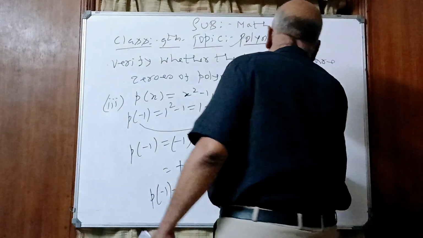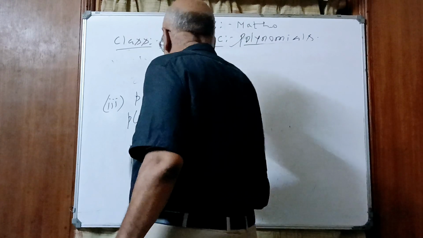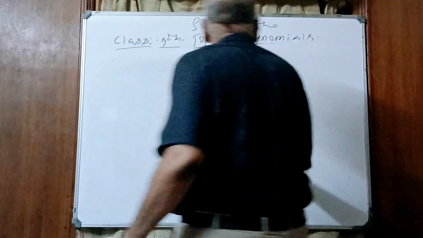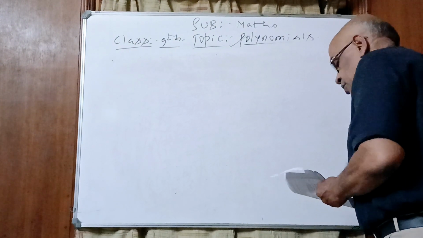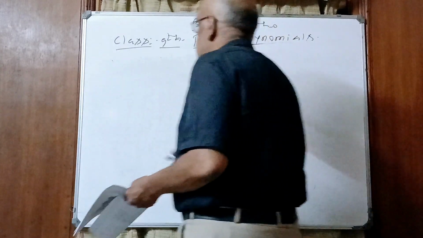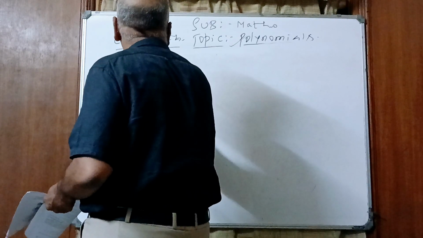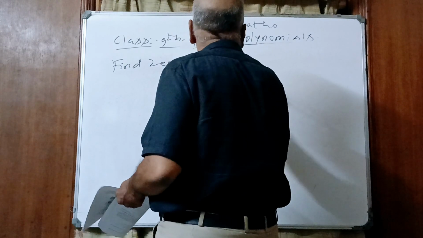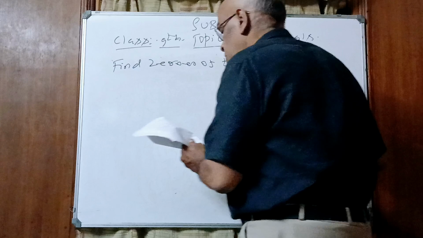Now what is the next question, children? Exercise. Very easy. Yes or no? Practice sum. It will come for a 2 mark question. Each one is easy to score. Maths is easy to score, as I keep on telling you. Find the zeros of the polynomial. Find the zeros of the following polynomials.